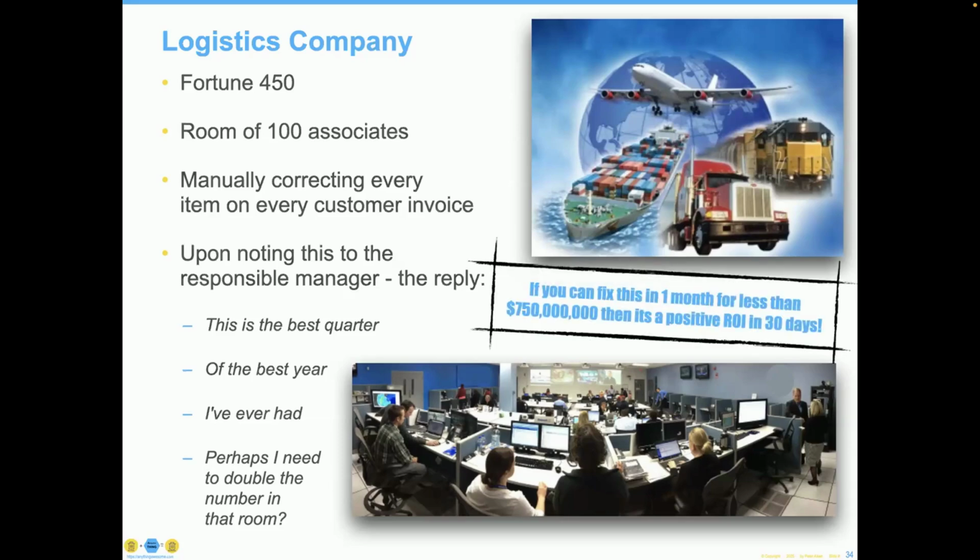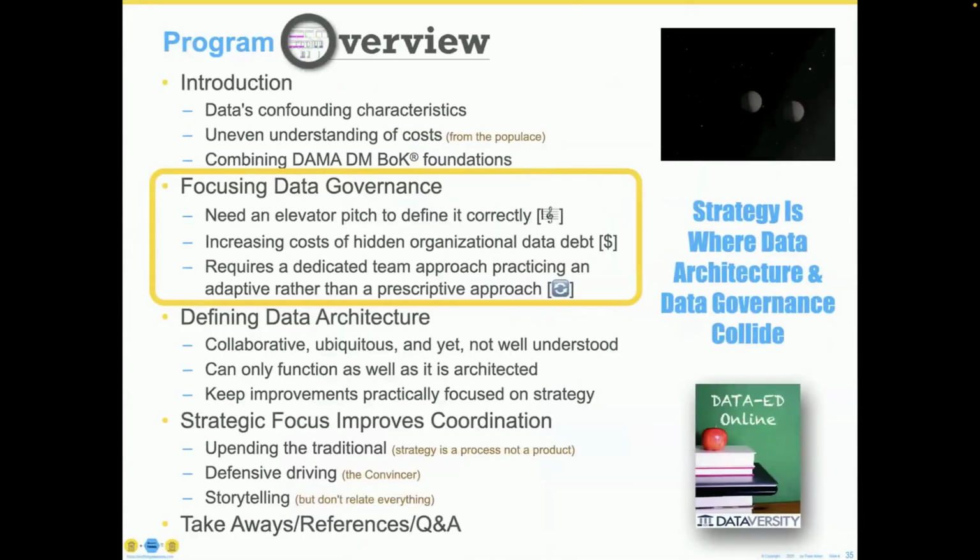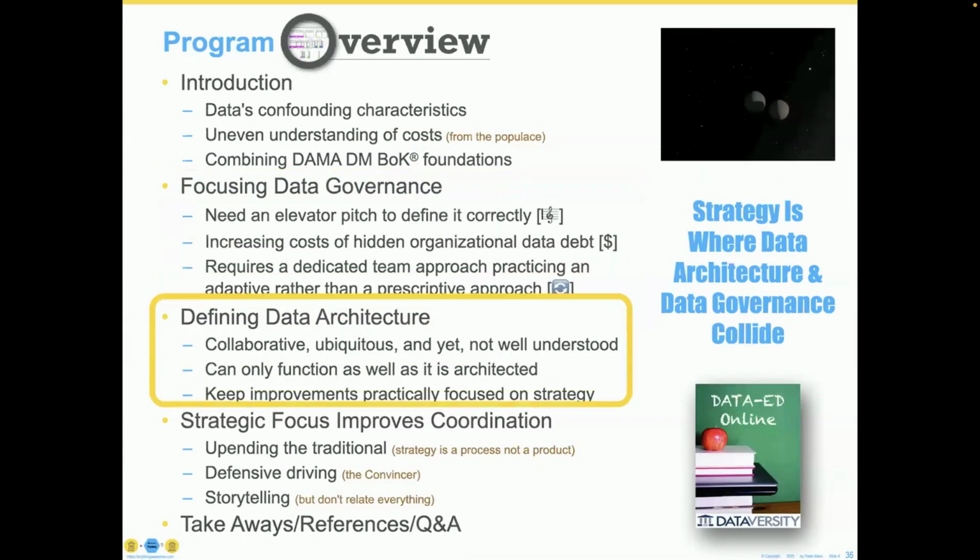And luckily, I was able to walk down the hall to talk to the chief financial officer, who said to me, look, if you can fix this problem in less than $750 million, then it's a positive return on investment in 30 days. And the question is not, what should we be investing to fix this? But you talk to a big corporation about improving cash flow on their annual sales by 30 days, they will absolutely listen to what you have to say if they have that particular problem. So that's a rather extreme example of data governance.